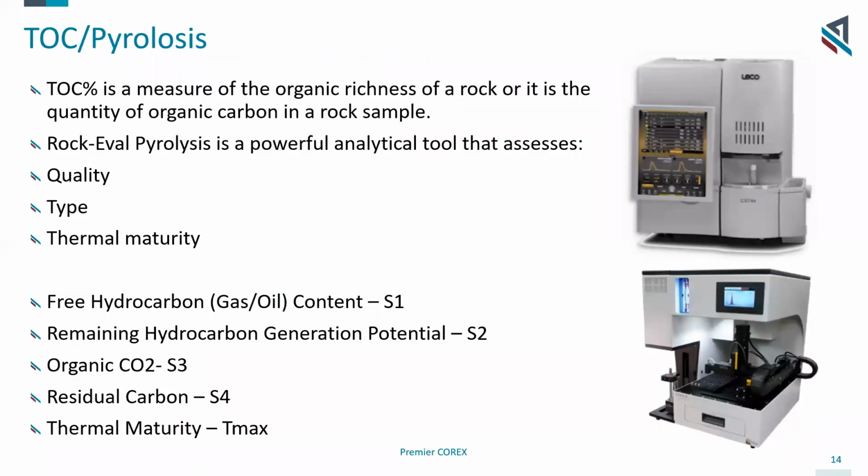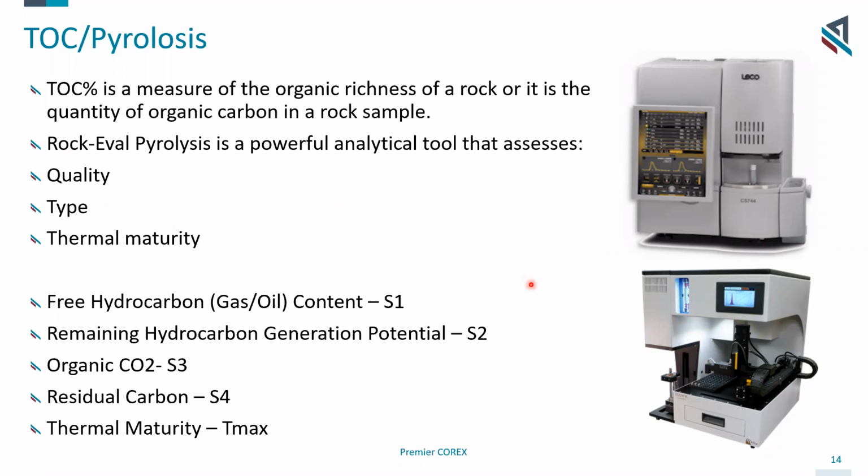Some of the other analysis which is undertaken, particularly in the unconventional part of our industry, is the measurement of TOC, the total organic carbon, which is, as it states on the slides, a measure of the organic richness of the rock. So it could be used for source rock analysis, and in the unconventional market, the source rock is also often the reservoir material.